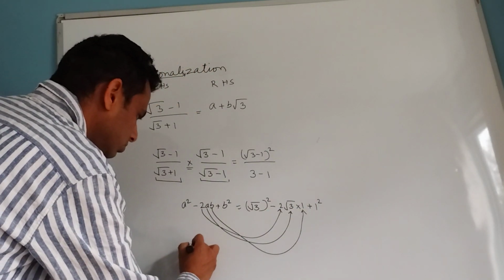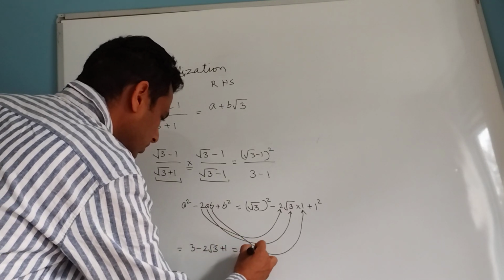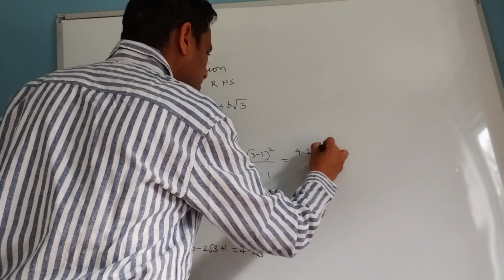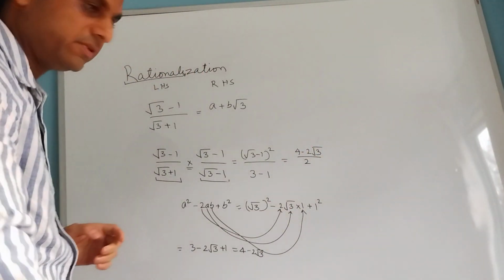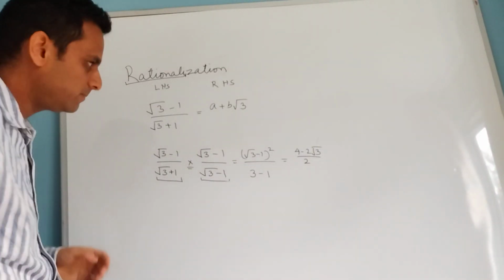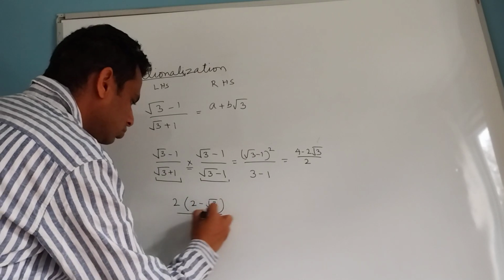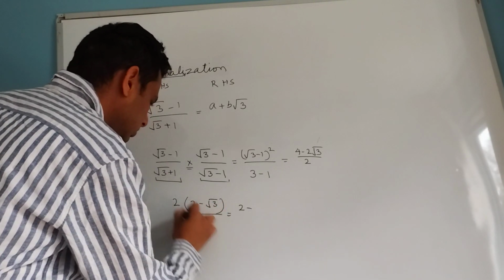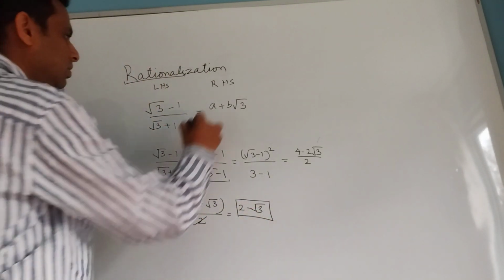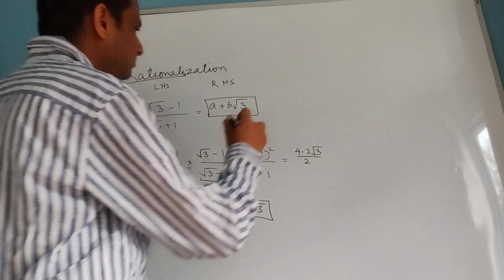So this makes it equal to 3 minus 2 root 3 plus 1, or 4 minus 2 root 3. So this is nothing but 4 minus 2 root 3 by 2, and we take 2 as common because 2 is common in both numerator and denominator. So this becomes 2 minus root 3 by 2, which is nothing but, 2 is cancelled, 2 minus root 3. If we compare this 2 minus root 3 with this a plus b root 3, what do we get?